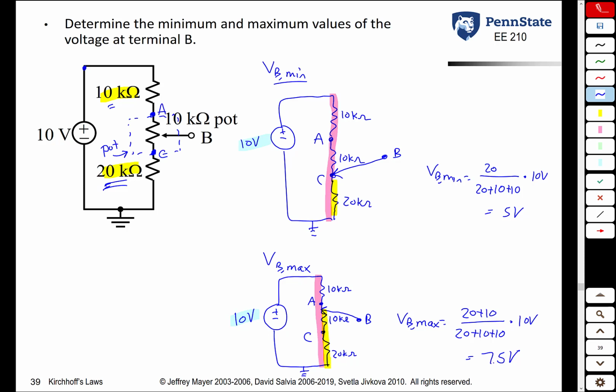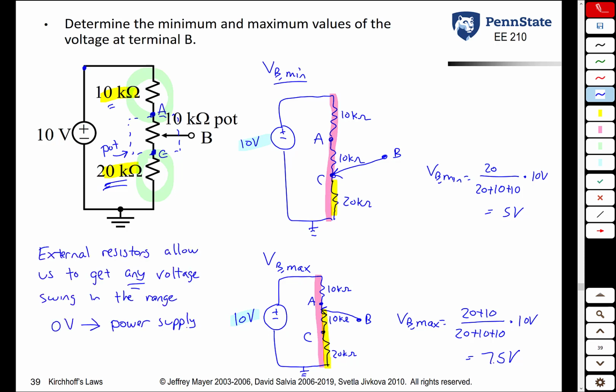and 7.5 volts. It turns out that you can pick these external resistors to get any range of voltage swing you want within the range of 0 volts to the power supply. So the external resistors allow you to pick the voltage range to be anywhere between 0 and the power supply. You're actually going to see this in lab. You will pick external resistors to get some pre-specified voltage range, and then you'll build it and then verify that you actually get that.